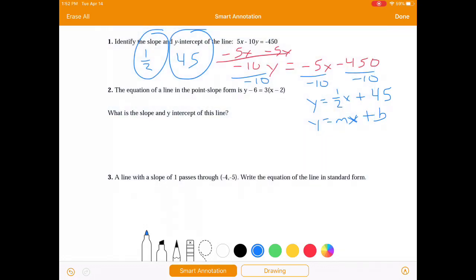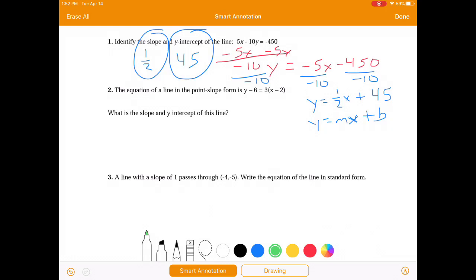Next question, number 2. The equation of a line in point slope form is y minus 6 equals 3 times (x minus 2), with x minus 2 in parentheses. So what is the slope and y-intercept of this line? This is another one where we have a different form of a linear equation. We have point slope form, and we need to change it into slope-intercept form.